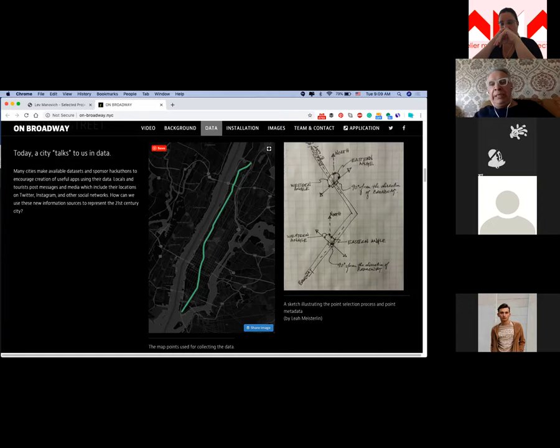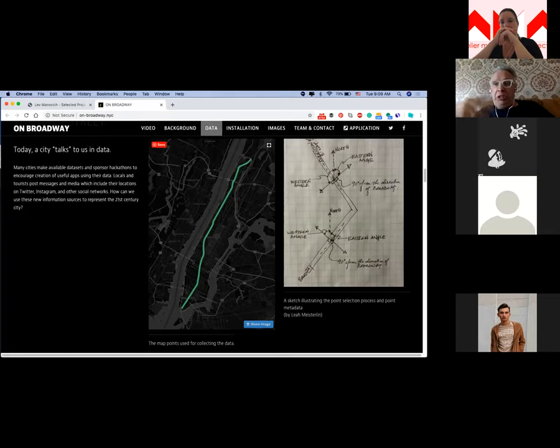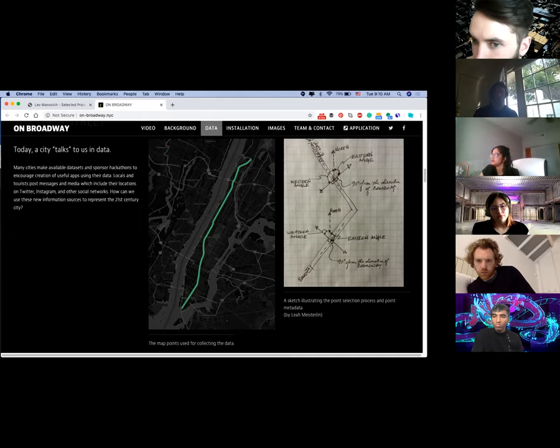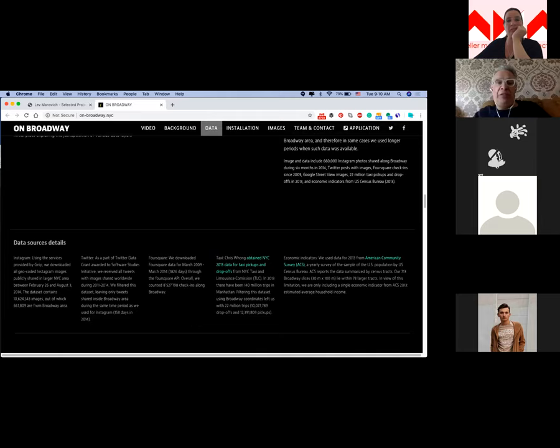But of course, Broadway is a line, so how do you collect the data along the line? So we defined a corridor, 100 meters around Broadway. It's like a spine, and we tried to collect all kinds of social media and urban and social data about this corridor. We can represent the diversity and changes and inequality in New York through what happens along the Broadway corridor. We've done lots of experiments, lots of tests.